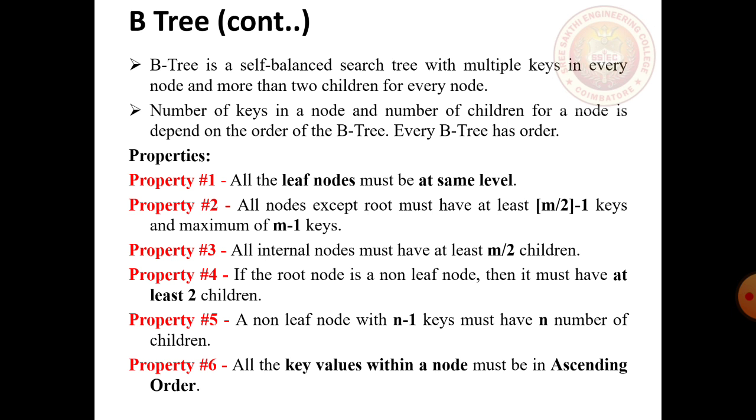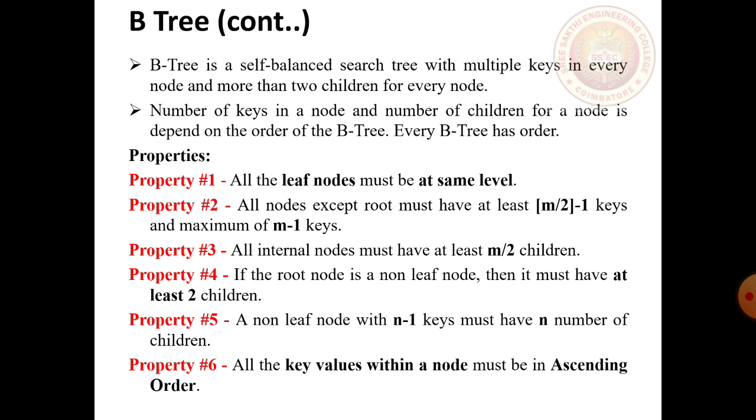So the B-tree holds 6 different properties. All leaf nodes must be at the same level. All nodes except the root node should have at least m by 2 minus 1 keys. All internal nodes must have at least m by 2 children. If the node is a non-leaf node, then it must have at least 2 children. So the non-leaf node with n minus 1 keys, after inserting all the keys, should be in ascending order.